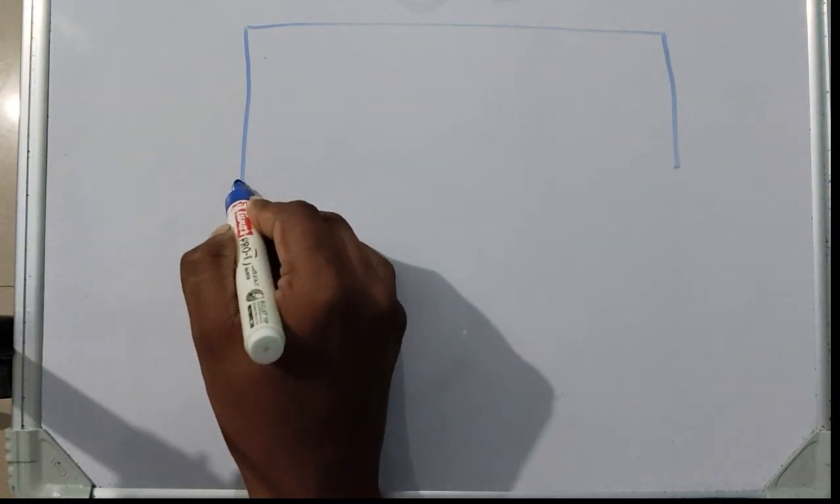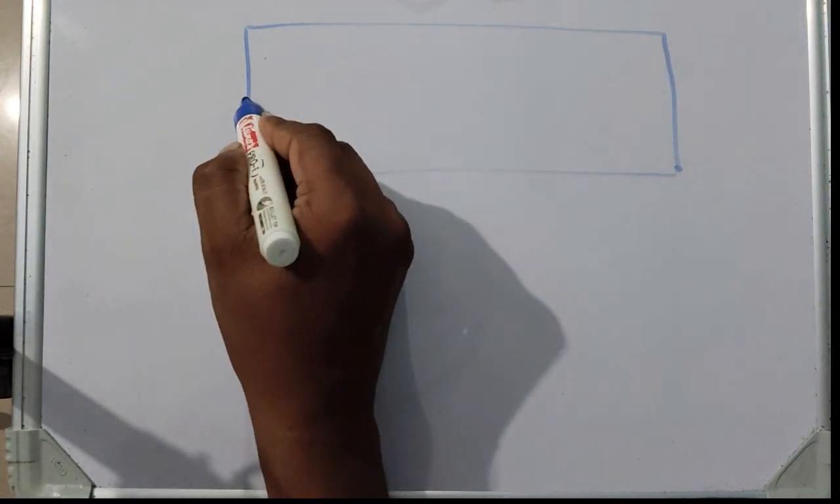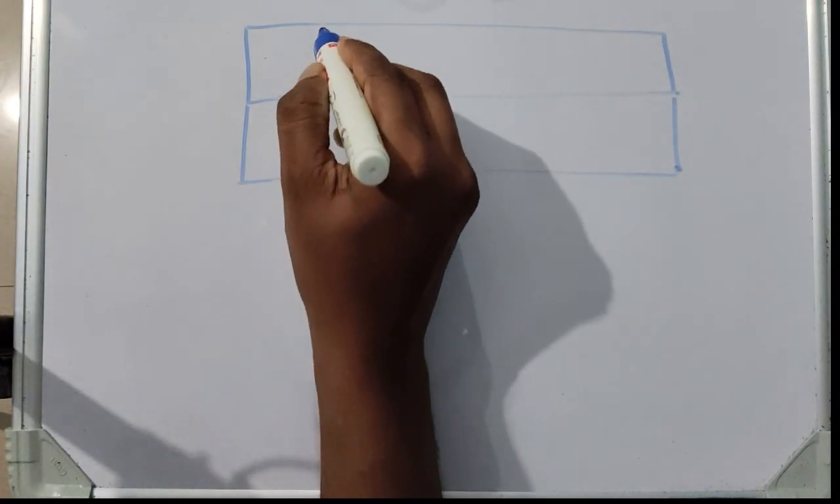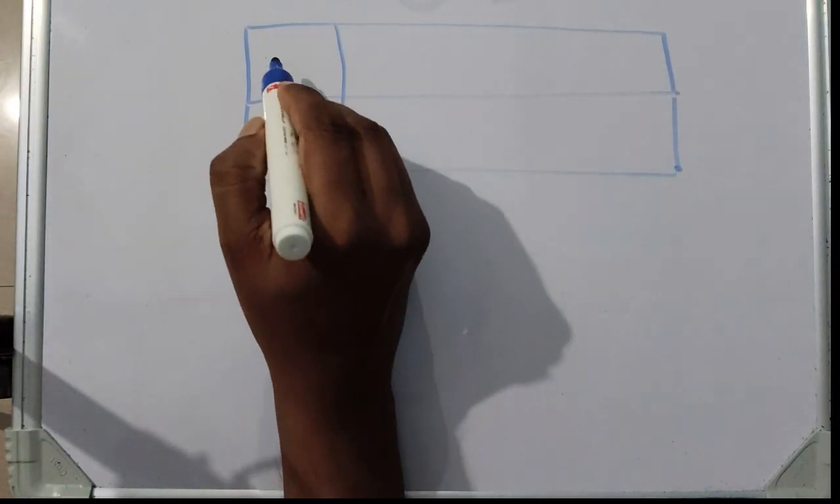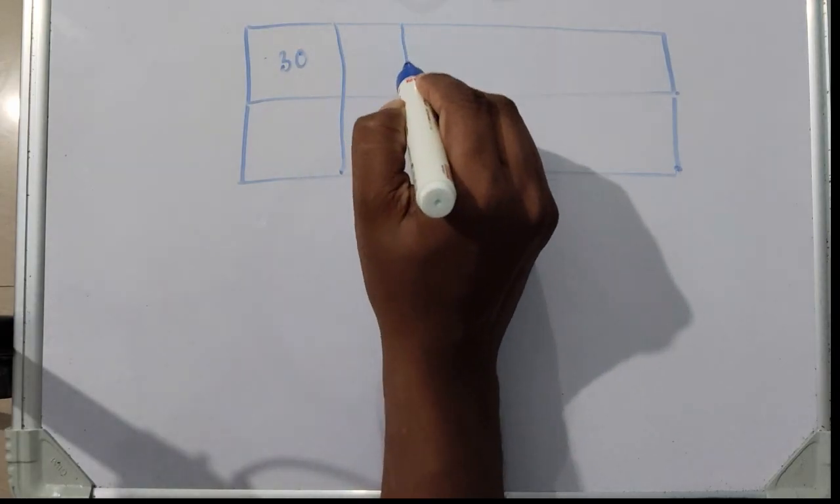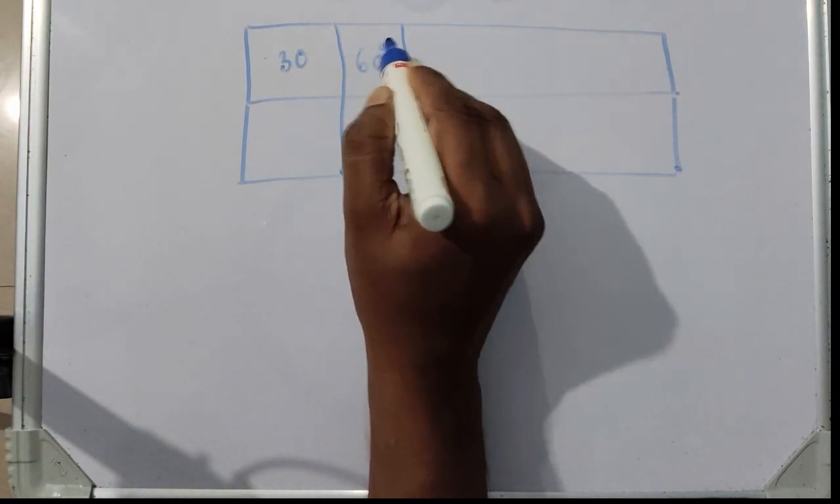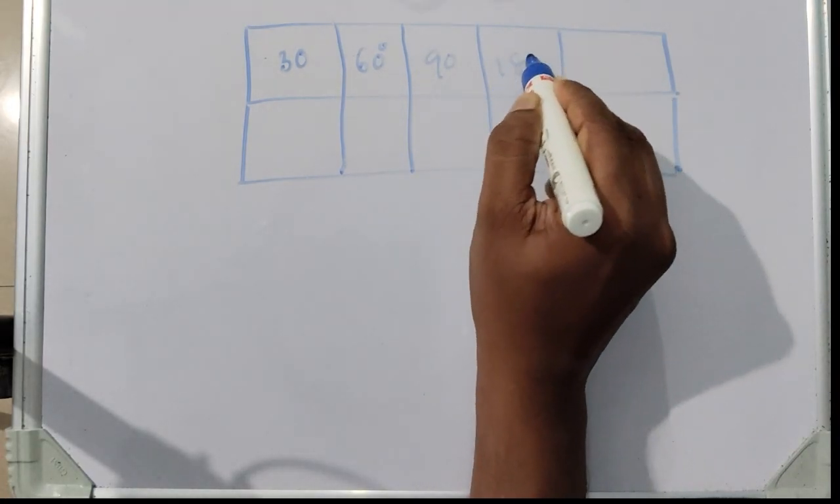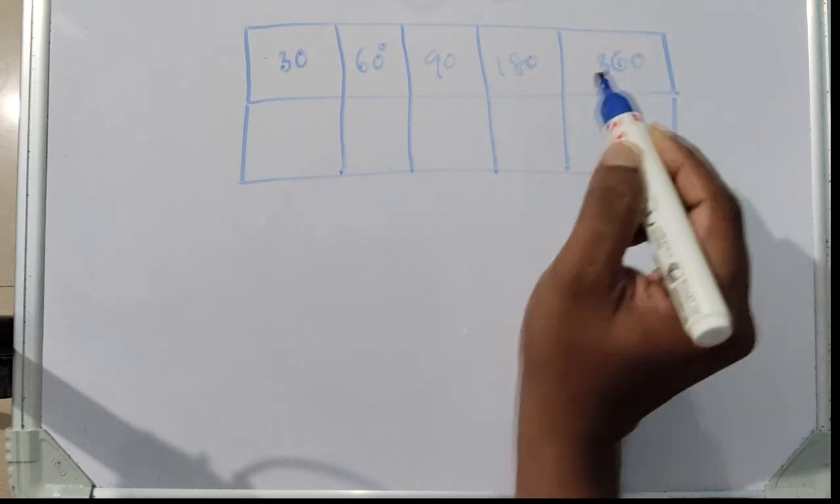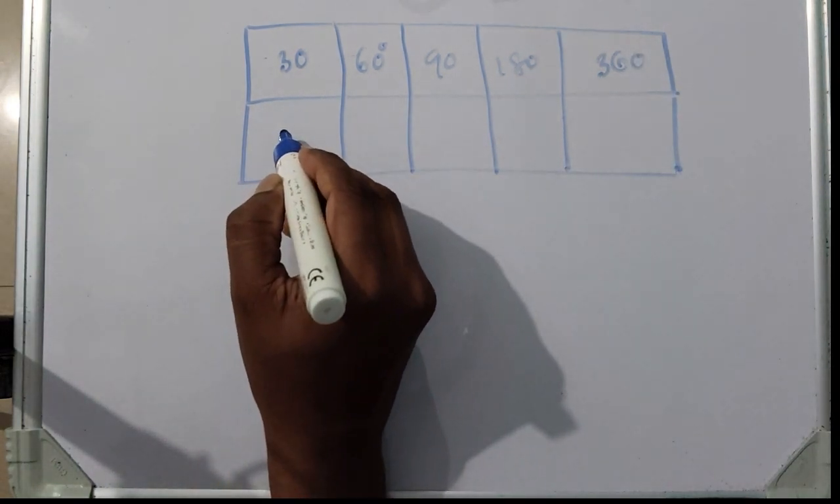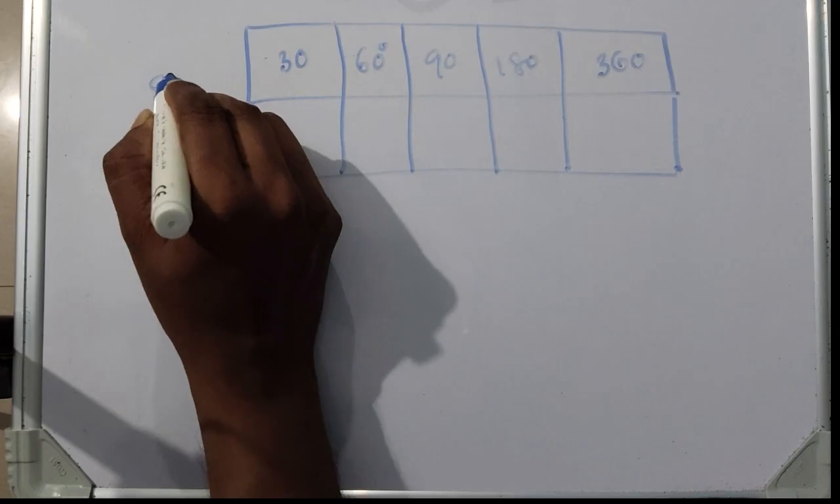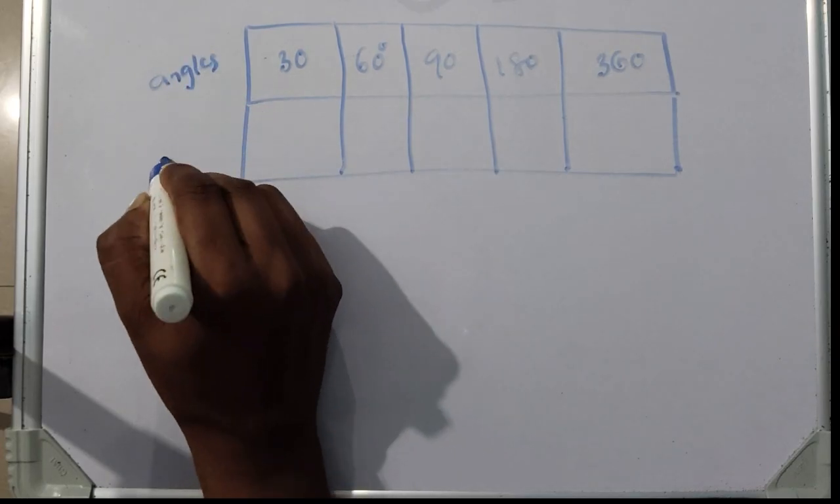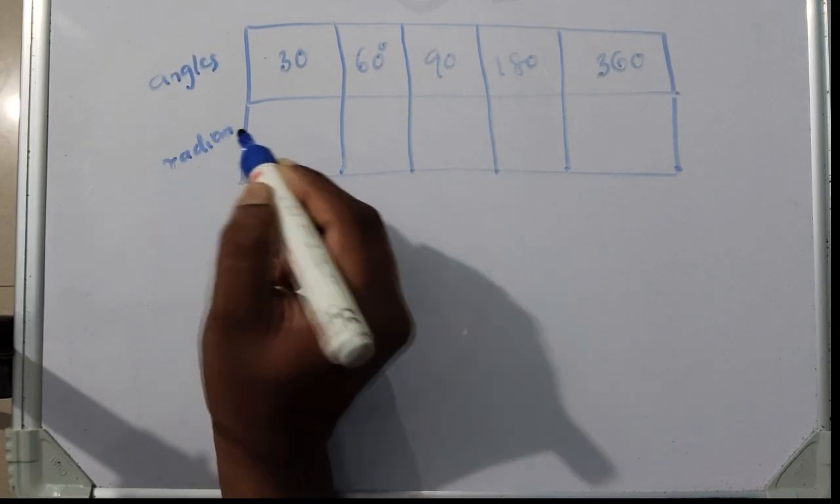Now let us come to learn about some more angles that we will read in trigonometry. We will come across 30 degree, 60 degree, 90 degree, 180 degree, 360 degree, and how they are represented in radians. These are angles and these are radian. So what is radian?